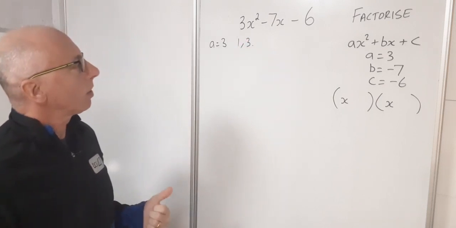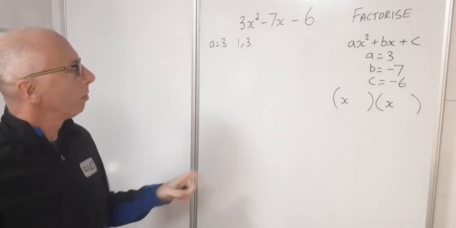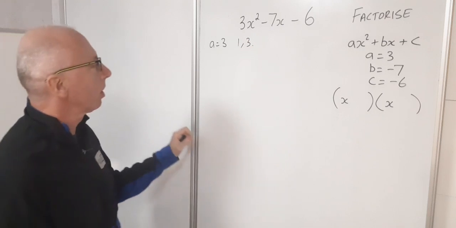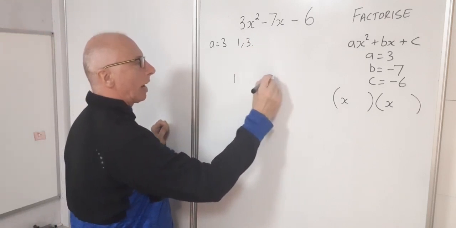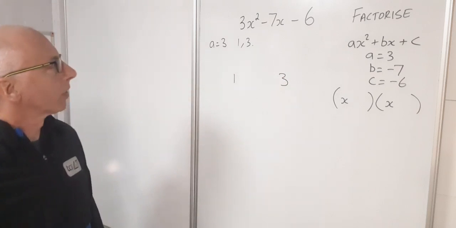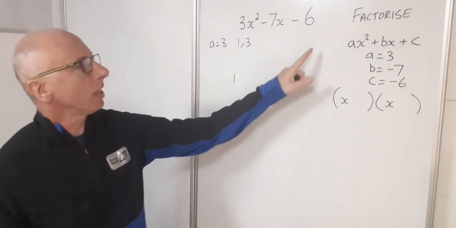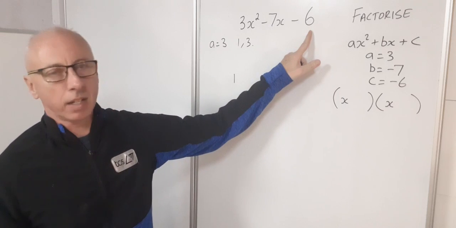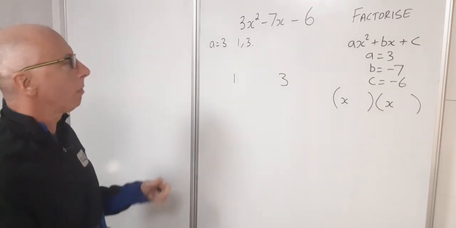So in order to factorise this, we do a little setup with a little diagram here in a box. And we have a 1 and a 3. Just put them there, leave a gap to put some numbers down the middle. Now the next thing we're going to be interested in is our c value. So c equals minus 6.